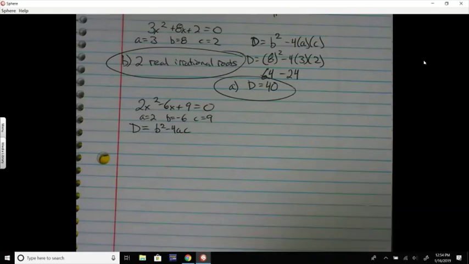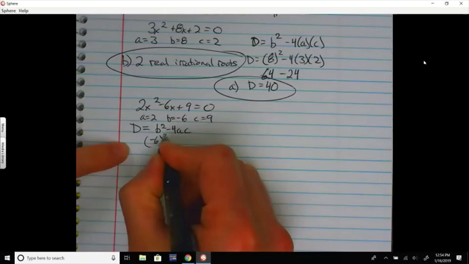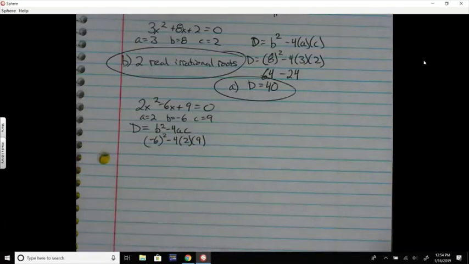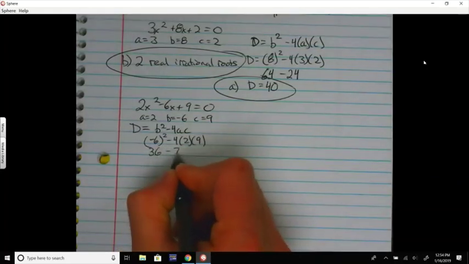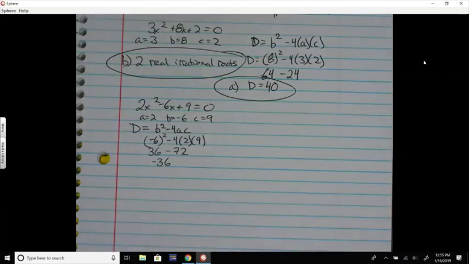Negative 6 squared minus 4 times 2 times 9. Should be 36 minus 72. I got negative 108. How did I get negative 108? You didn't put the negative 6 in parentheses when you squared it. I'm supposed to do that? Otherwise you get the wrong answer.